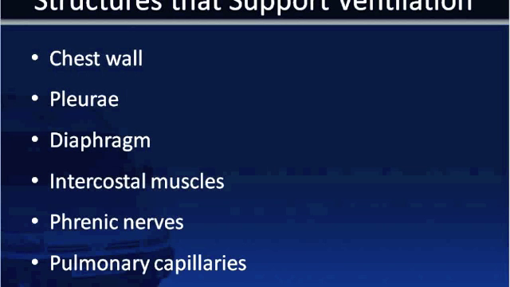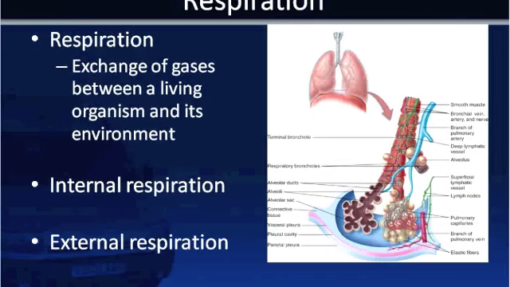Structures that support ventilation include the chest wall, pleura, diaphragm, intercostal muscles, phrenic nerves, and pulmonary capillaries. Respiration is the exchange of gas between a living organism and its environment. There are two types of respiration, internal and external. Internal respiration is the exchange of gases between blood cells and tissues, and external respiration is the exchange of gases between the lungs and the blood cells.